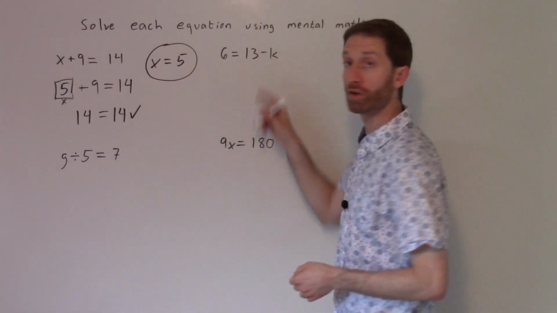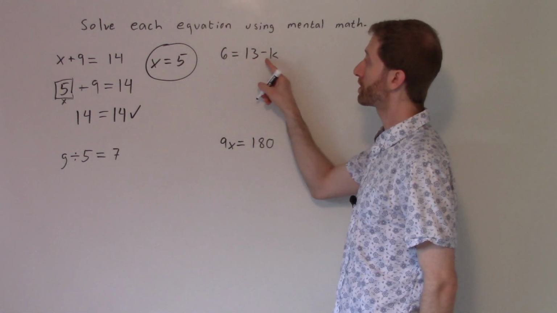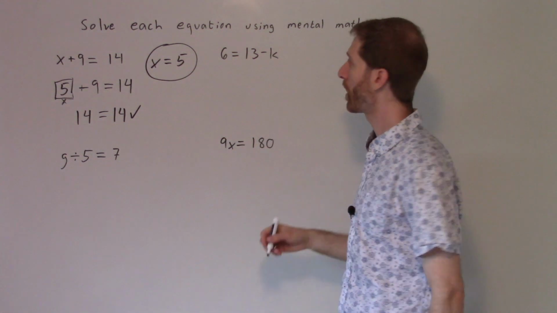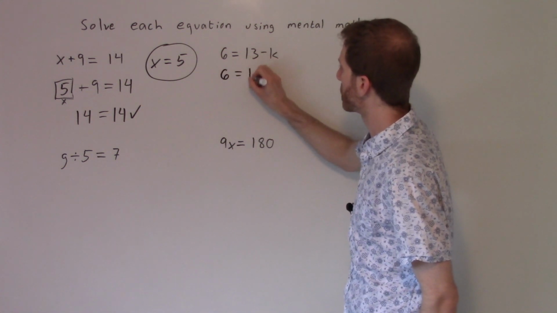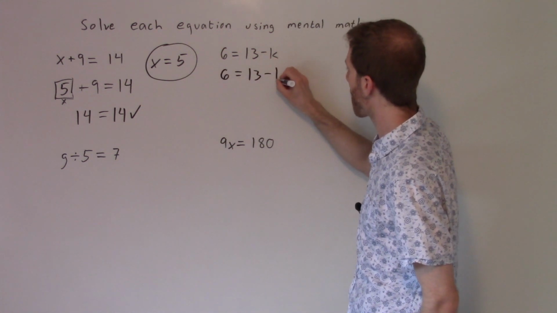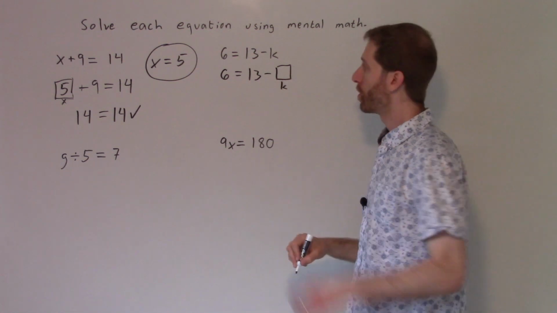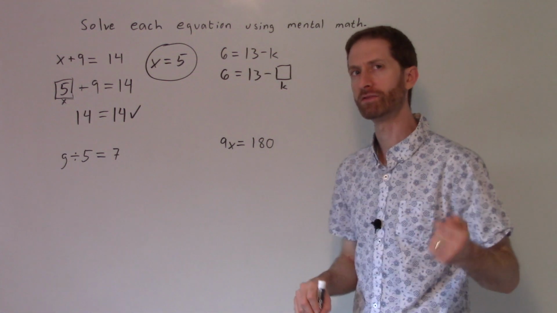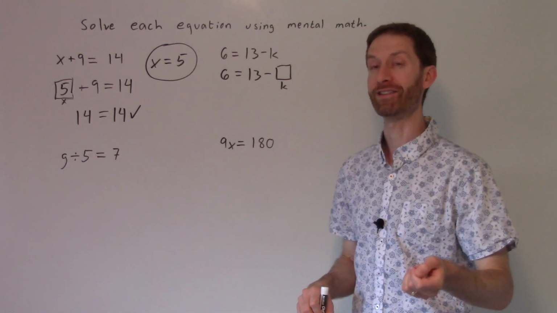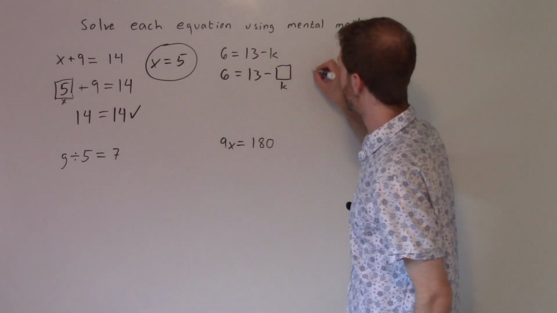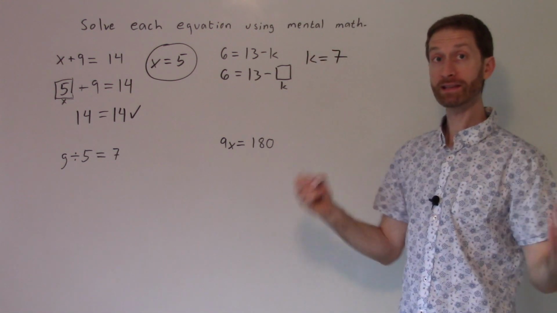All right, let's go over here to some subtraction. This says 6 is equal to 13 minus some number. Well, let's think about that. Mentally, I'm thinking 13 minus some number that we're just labeling k. Well, 13 minus what gives you 6? 13 minus 7. So our answer here is that k is equal to 7.